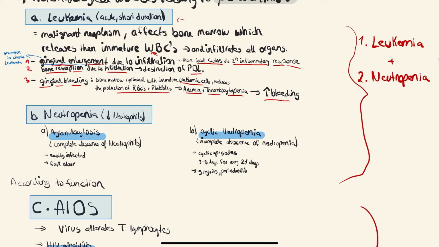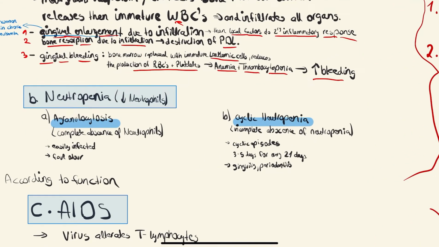Then we go to neutropenia. Neutropenia means we have a decreased number of neutrophils. There are 2 types, agranulocytosis and cyclic neutropenia. Agranulocytosis means we have a complete absence of neutrophils, and cyclic neutropenia means we have an incomplete absence of neutrophils.